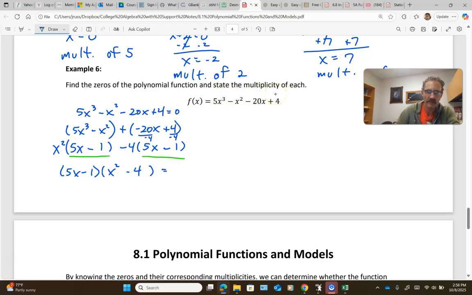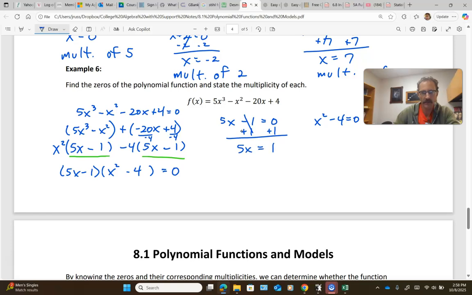So now that it's factored, I'll set it equal to 0. Or more specifically, I'll set each of those factors equal to 0. Okay. And I'm going to solve them each for x. This first one here, I'm going to need to add 1 to both sides of the equation. Now divide both sides by 5, and I'm going to get x is equal to 1/5. That is one of your zeros.